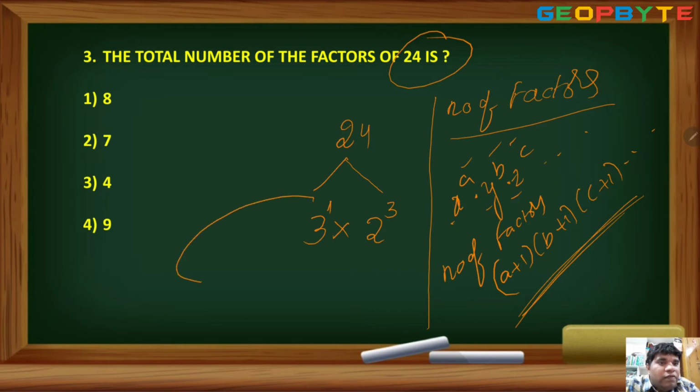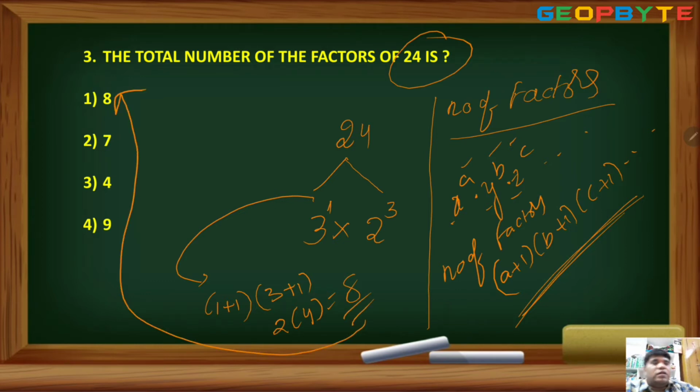So here 1 plus 1 into 3 plus 1. So 2 into 4. So what is the answer? 8. Answer 8. Number of factors means that the number is written as a product of the prime numbers. So here 2 appears 3 times, and 3 appears 1 time. These powers you can take, 1 plus 1, 3 plus 1, then the product. Got it, students? Okay?